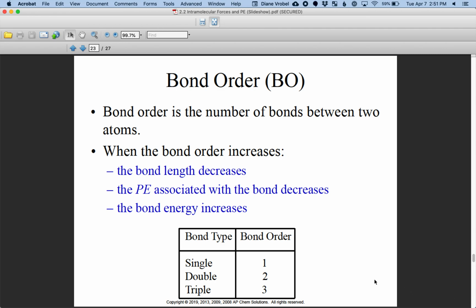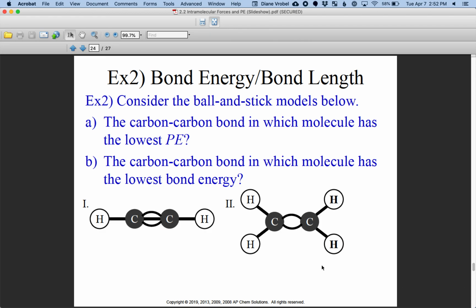Okay, so bond order is kind of a way that we can describe what's going on with the bonds. The only thing you really have to worry about is the fact that if you have a single bond, it's a bond order of 1. If you have a double bond, it's a bond order of 2. If you have a triple bond, it's a bond order of 3. And notice that when they're talking about bond order, the higher the bond order, the shorter the bond is, and bond energy increases.